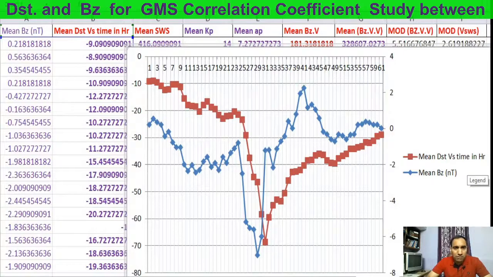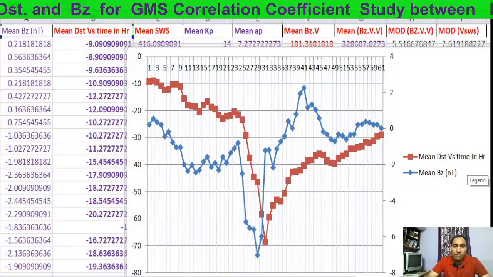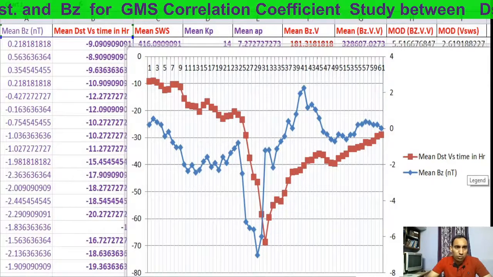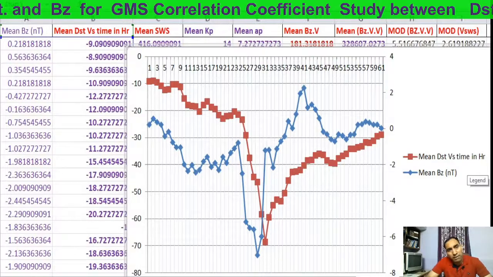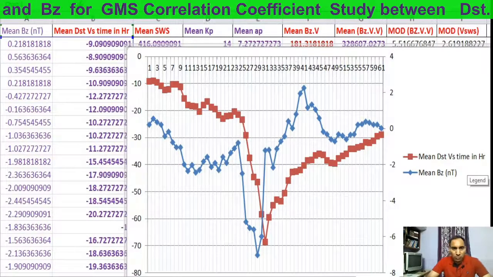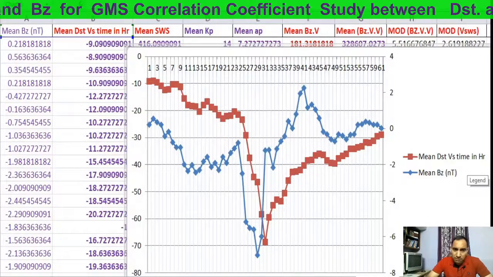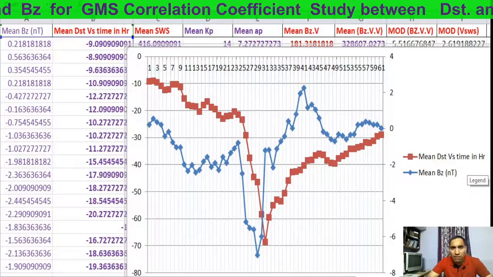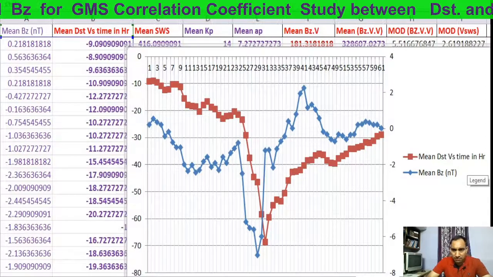In the next class, we will discuss how we calculate and what is the numerical value of that correlation coefficient between the geomagnetic Dst index and the southern component of the magnetic field Bz. So these two graphs clearly show that there is a strong correlation, and the numerical value of that strong correlation can be calculated in the next lecture. Thank you.